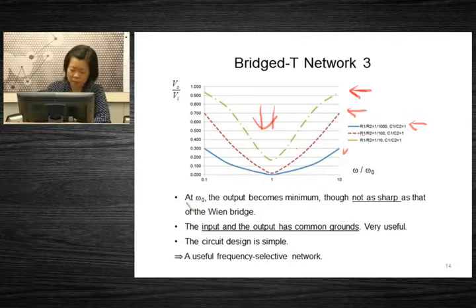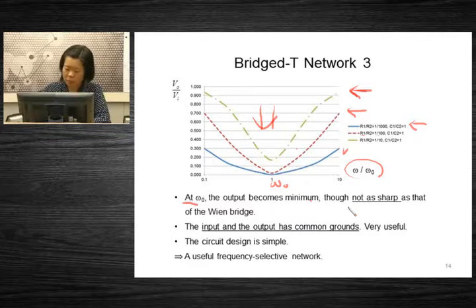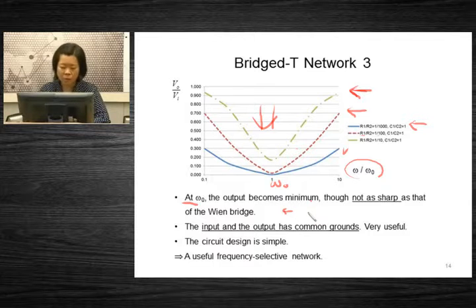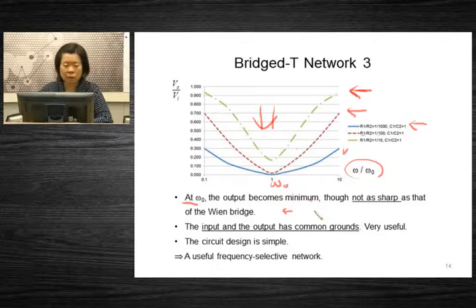Now, when we study these three curves, what we found is at omega 0, the output becomes minimum. The x-axis is the ratio between omega over omega 0. However, it's not as sharp as that of the beam bridge. Now it's not sharp, so why do we use this bridge? Because if it's sharp, it becomes difficult to find the resonance.